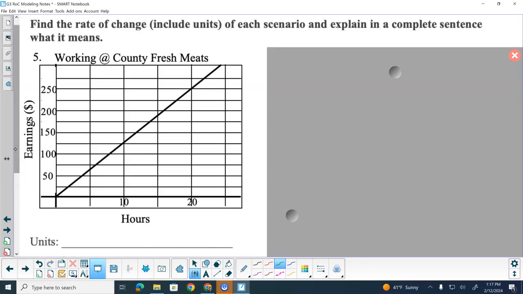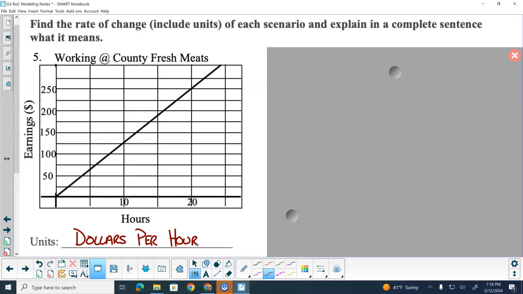Dollars per hour. Okay. Now this morning they said earnings per hour. Which one do we like better? But dollars is the unit, right? Okay. The label is earnings, but dollars is the unit. So I would go here with dollars per hour. Okay. The more specific we can get, the better.